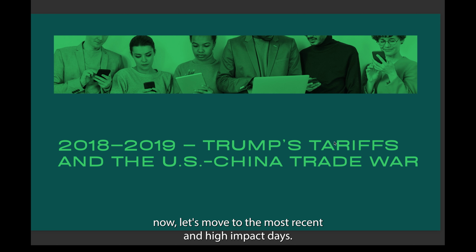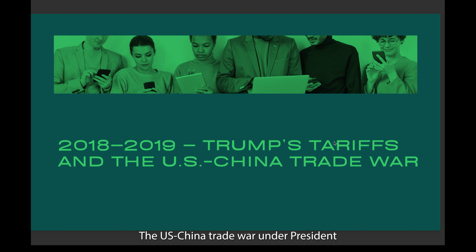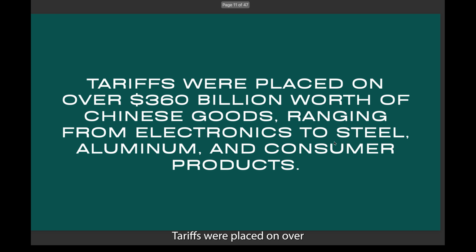Alright, now let's move to the most recent and high-impact case, the U.S.-China trade war under President Donald Trump's first term. In 2018, the Trump administration launched a series of aggressive tariffs aimed at reducing the U.S. trade deficit with China and protecting American manufacturing. Tariffs were placed on over $360 billion worth of Chinese goods, ranging from electronics to steel, aluminum, and consumer products.